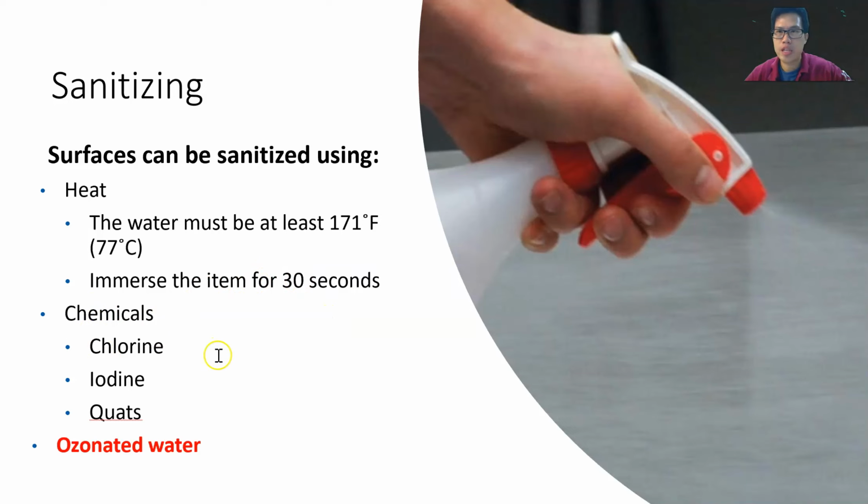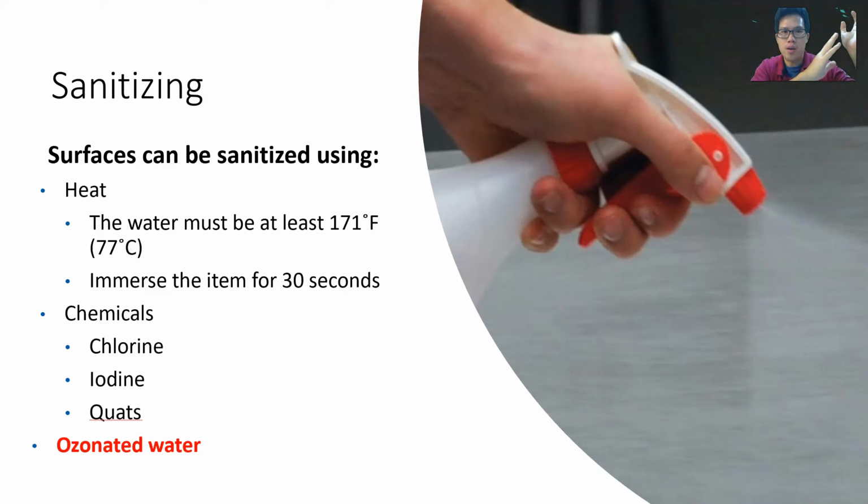You can use chemicals like chlorinated water, such as chlorine, iodine, quats, and so forth. One thing that kitchens are now being equipped with is ozonated water. The water is connected to equipment that converts the water into ozone water.